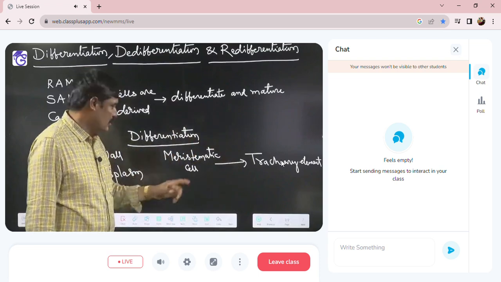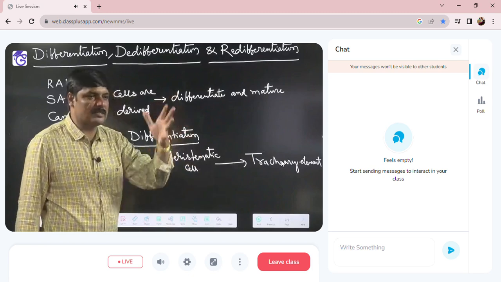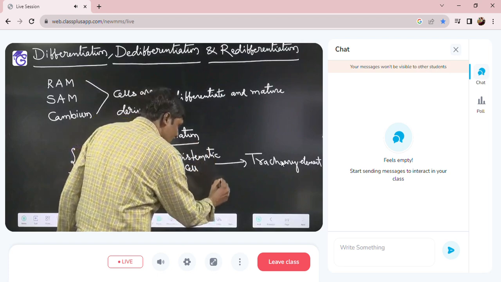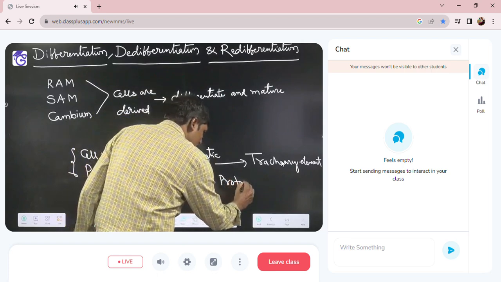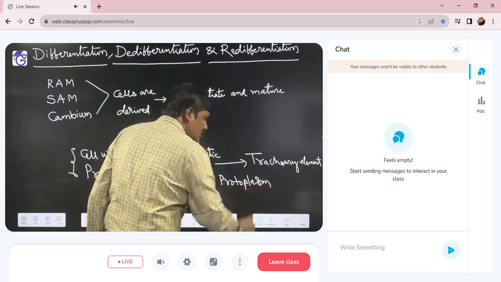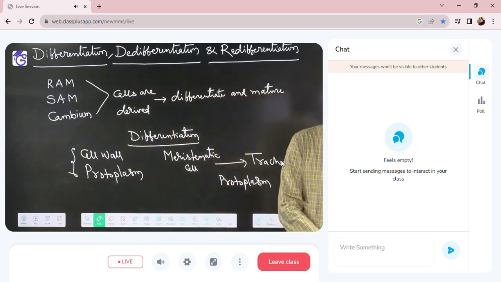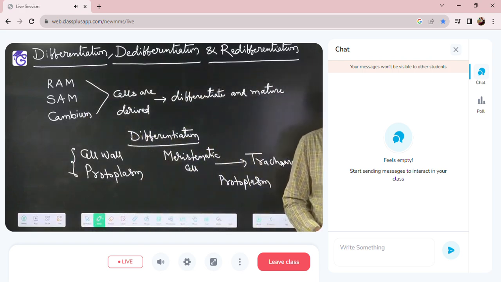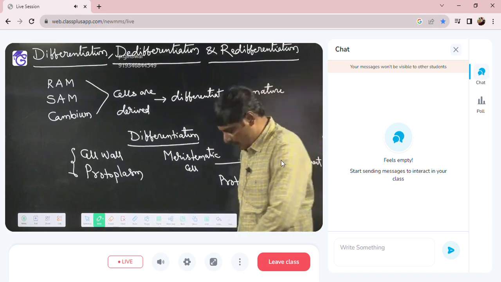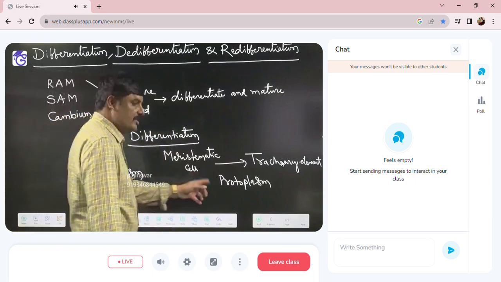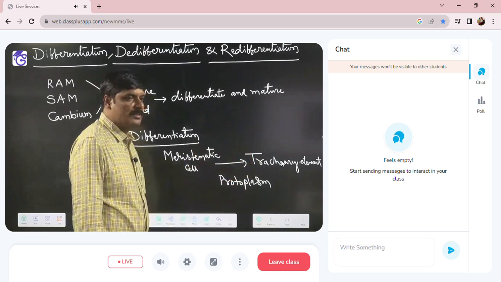For that, this cell undergoes several changes. The first change is that they lose protoplasm. As a result, the cell becomes a dead cell. A cell without protoplasm is a dead cell. Understand? A dead cell. First change, protoplasm is lost from the cells.